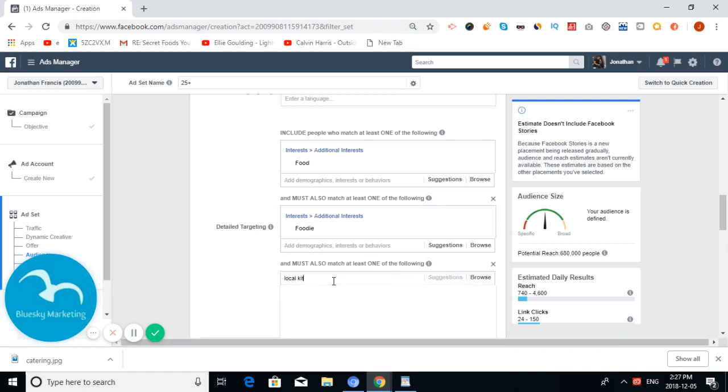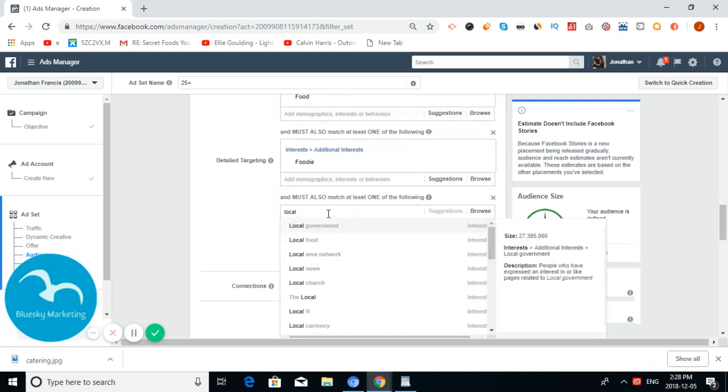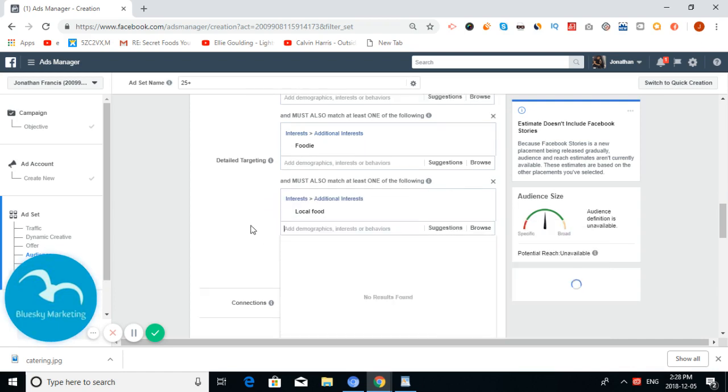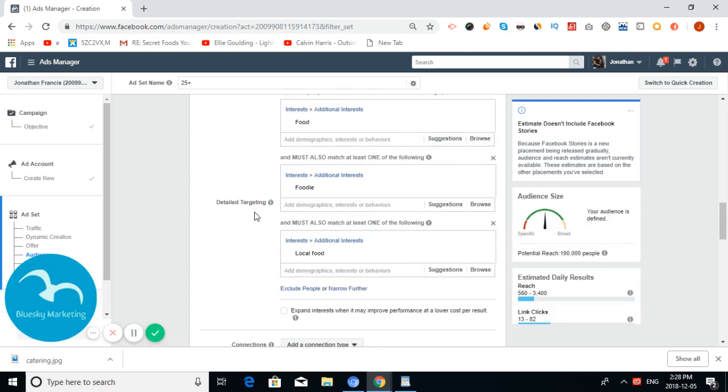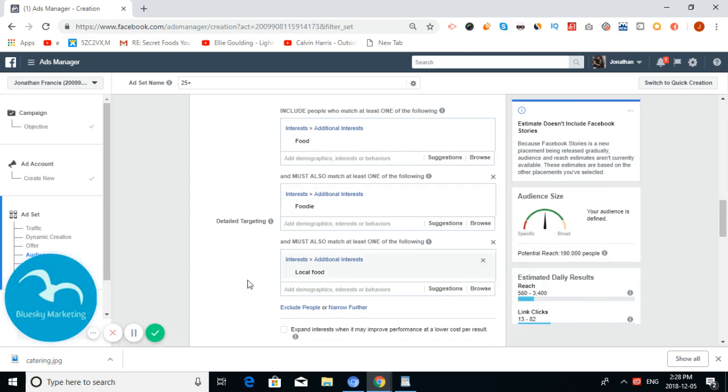And local, I think kitchen was the next one. Or maybe it wasn't local. Let's just say, oh yeah, local food, I believe. There we go. Now, Facebook is only going to show your ad to people that like all three of these pages or these interests.